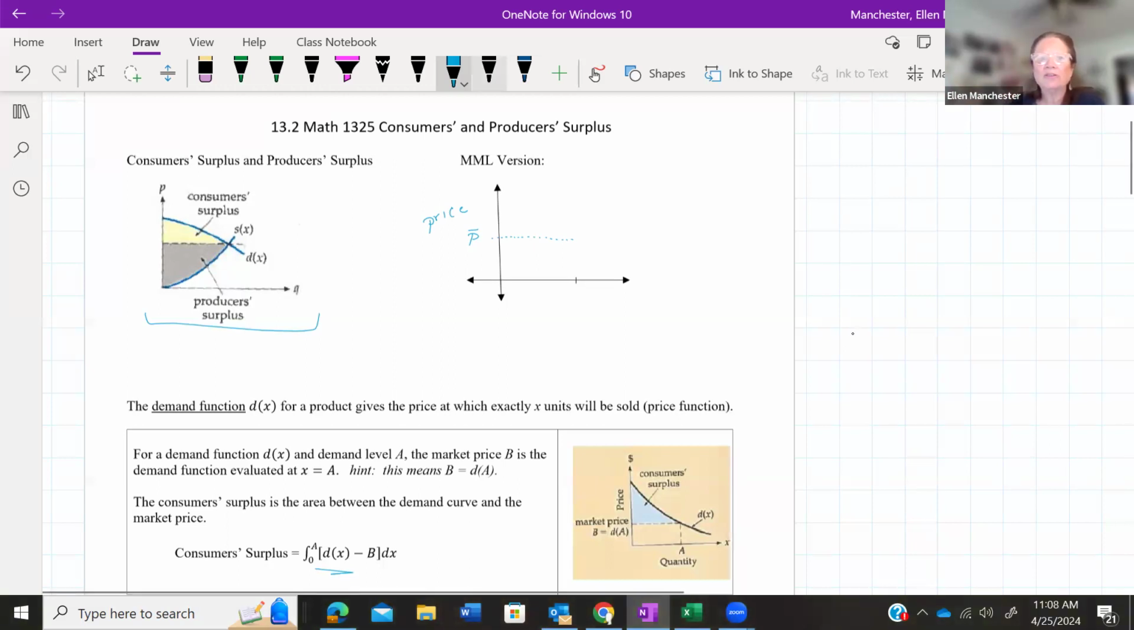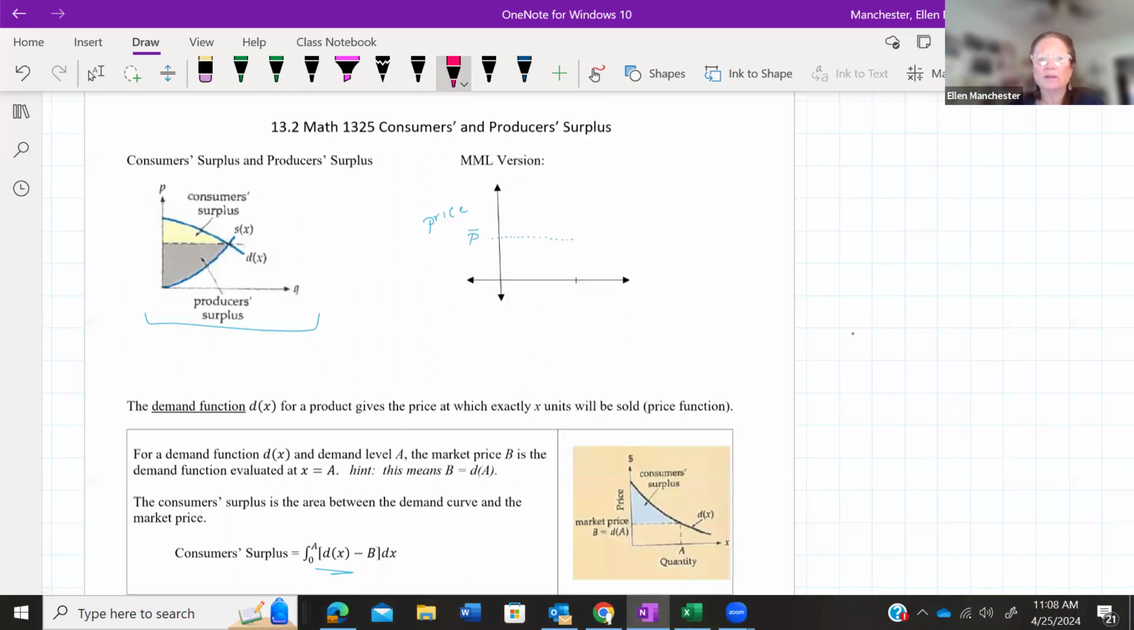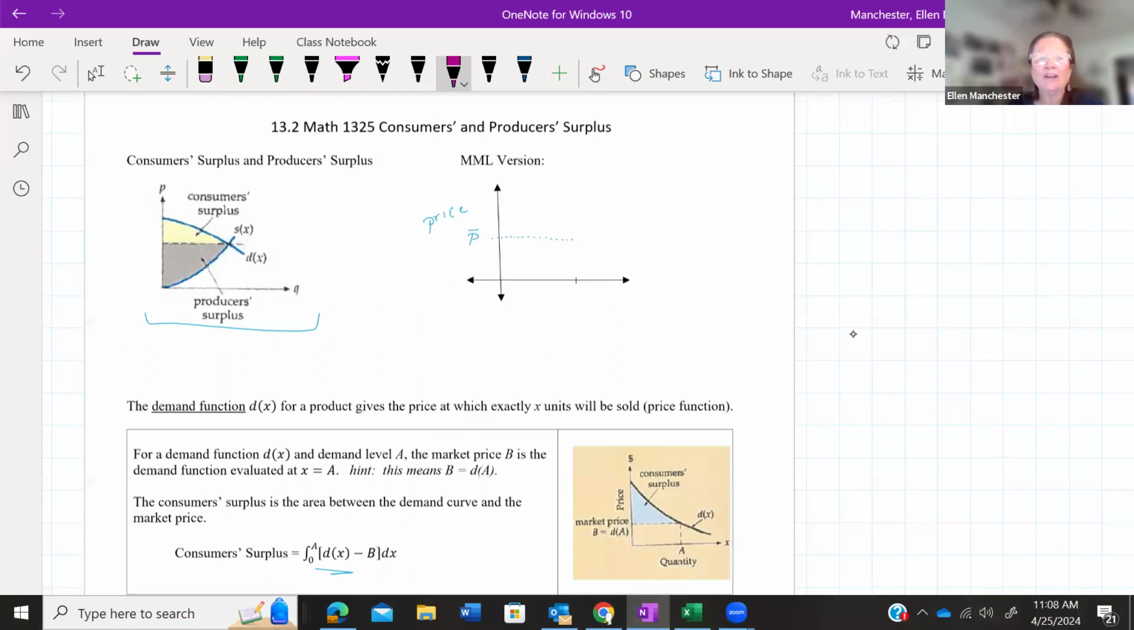So the consumer surplus, let me get a different color. I don't want red because red indicates that it's bad. Okay, so I'll just start up here. It's called the demand equation.